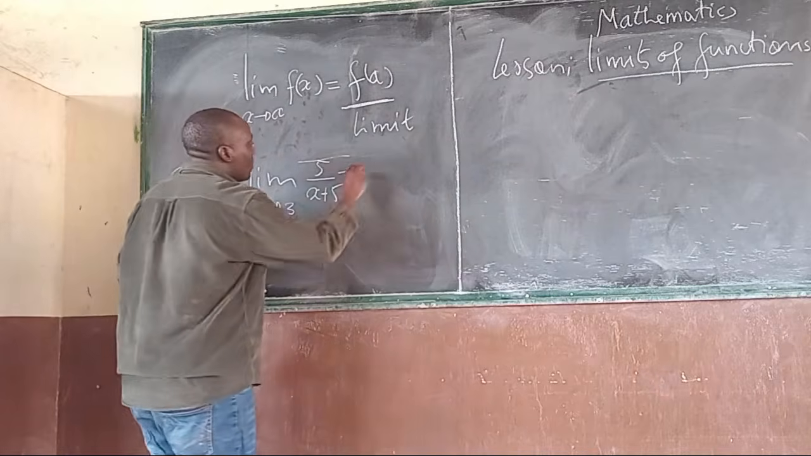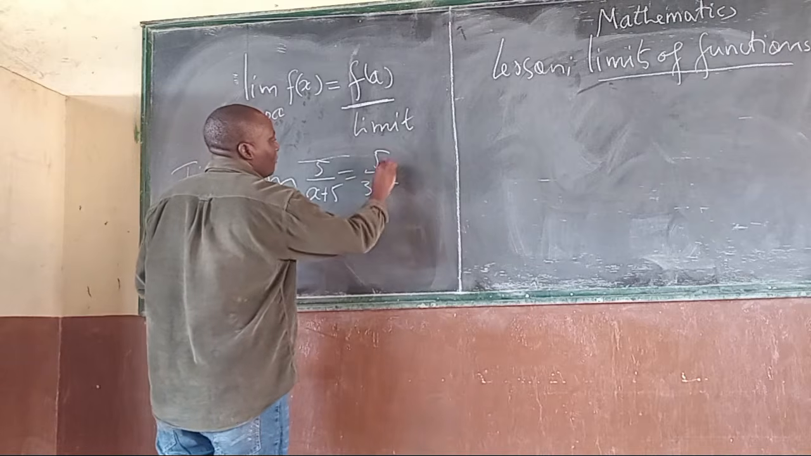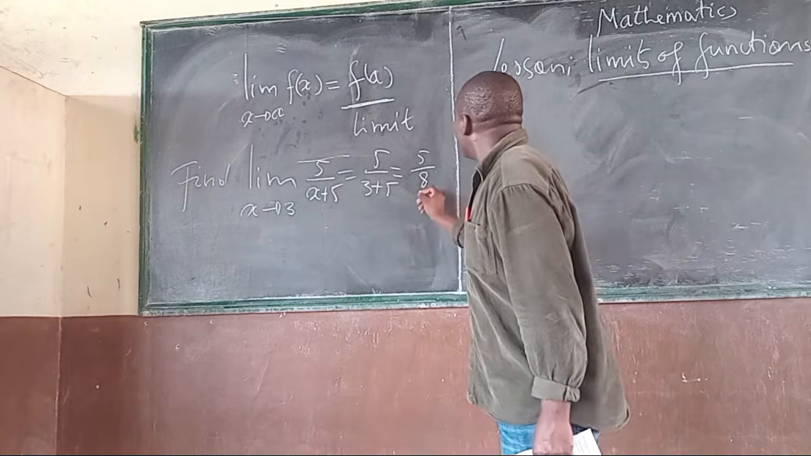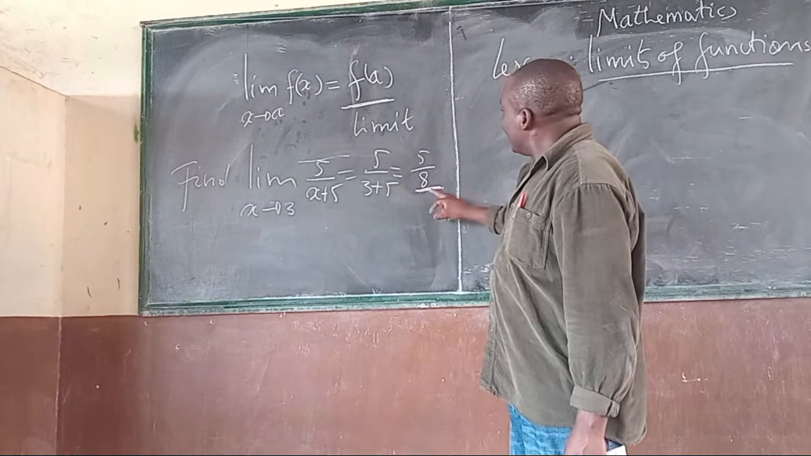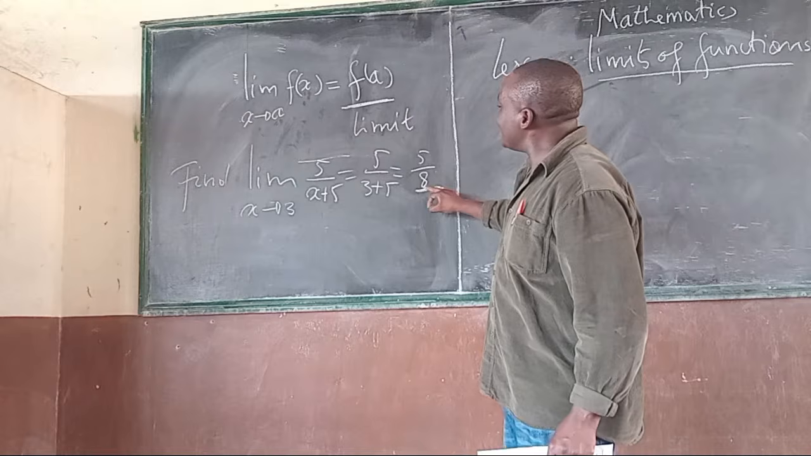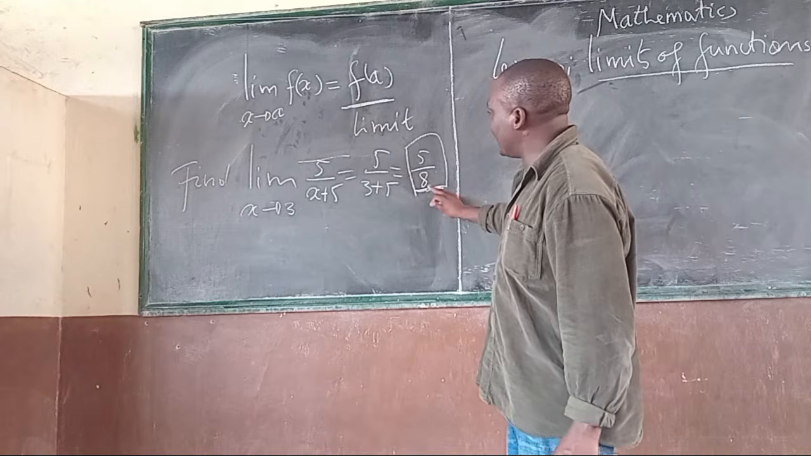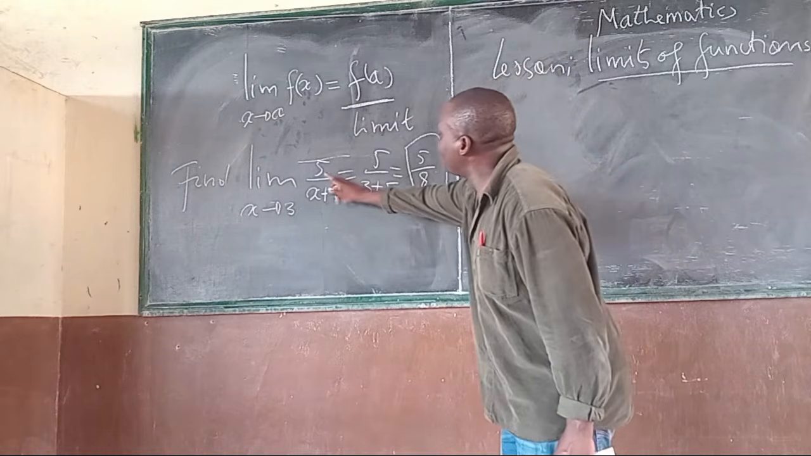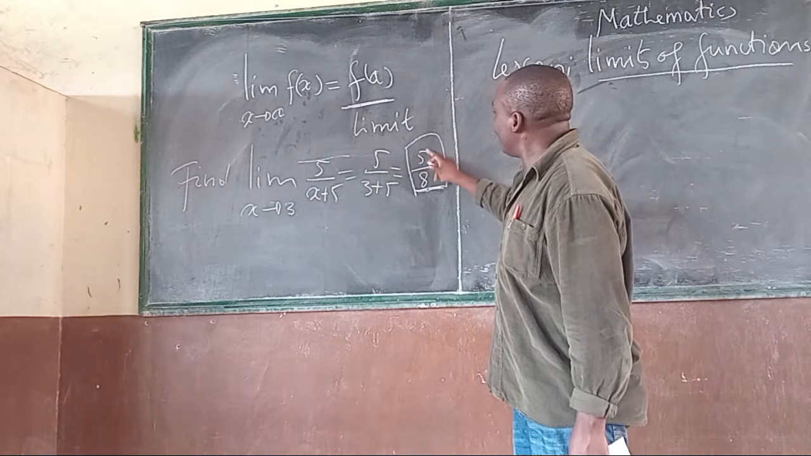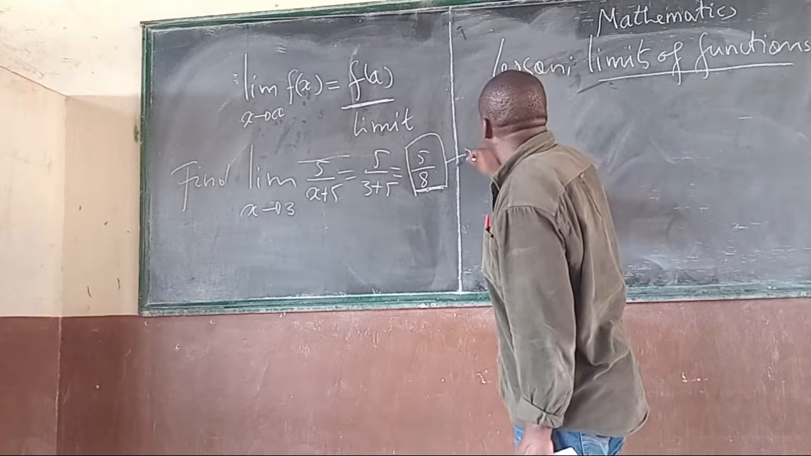Simply, we replace where there is x by 3. You get 5 over 3 plus 5. You get 5 over 8. What is the meaning of this 5 over 8? As you see here, 5 over 8 is the maximum point or maximum value of my given function f of x here, where x approaches 3. This 5 over 8 as a result stands for the limit of your given function.